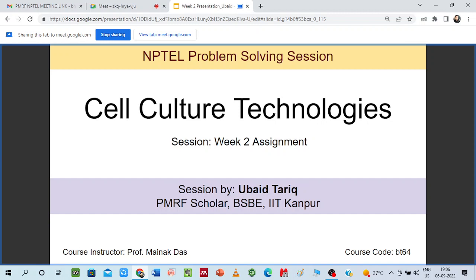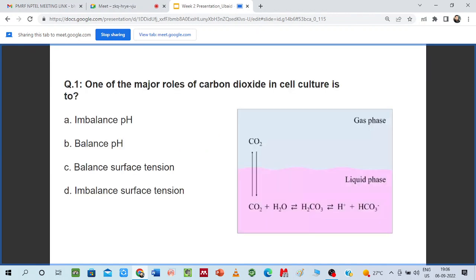So we will start with the questions. The first question is: one of the major roles of carbon dioxide in cell culture is to. You can unmute yourself if you want to answer, or you can write in the chat box if you know the answer. Anyone from group members? One of the major roles of carbon dioxide in cell culture is to.